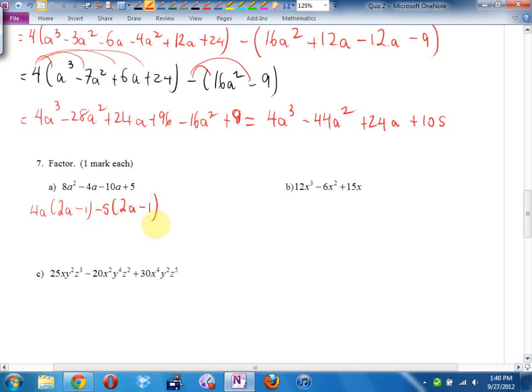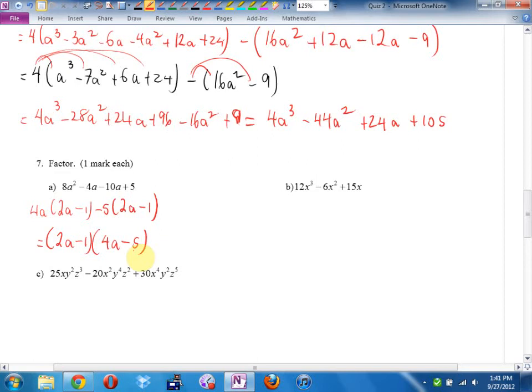How can I tell I'm right? What was the built-in error check on this line? You knew you were right if what? What are both the same? The brackets are identical. And the final answer was the bracket that was common and what was in front of each bracket. Half mark for each bracket correct. Half mark for the 2a minus 1, half mark for the 4a minus 5.